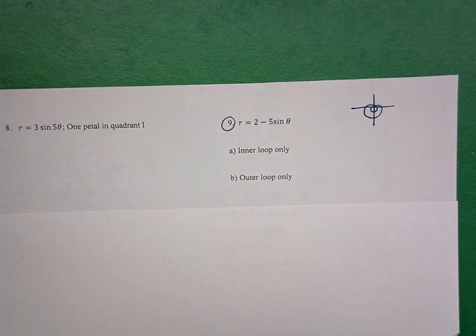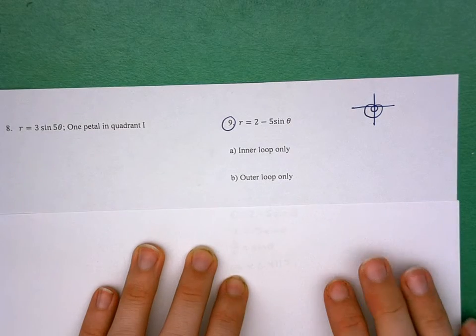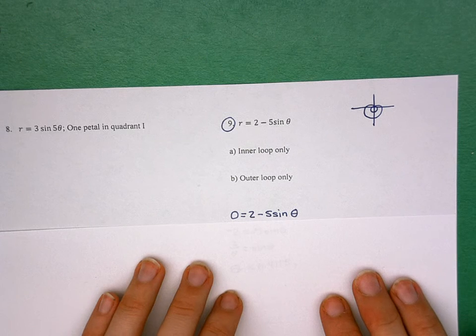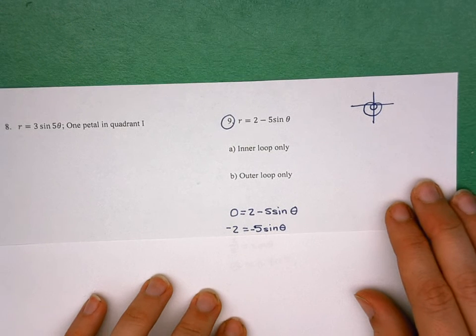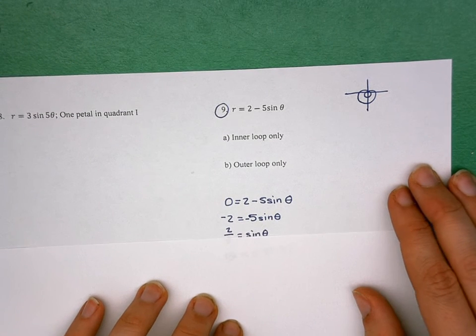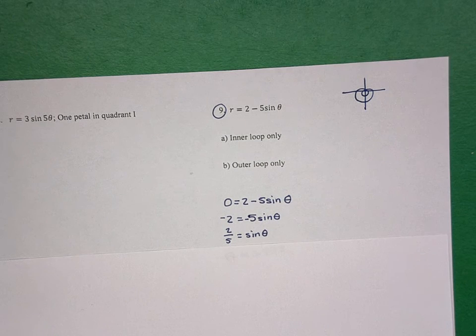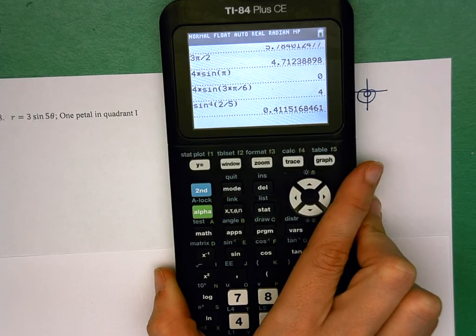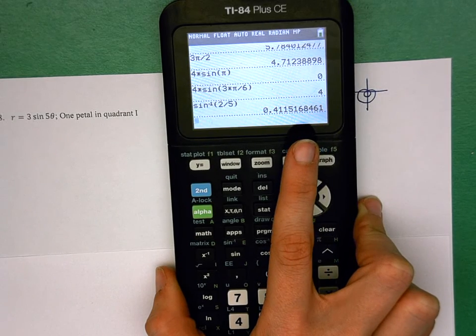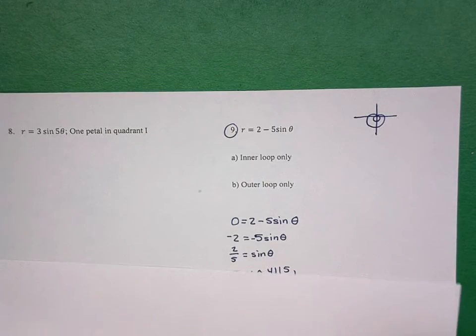Same thing. Let's set our equation equal to 0, because that's where we'd be touching our pole. Then I can solve, subtracting the 2 to the other side: negative 2 equals negative 5 sine theta. Dividing by negative 5, we get 2/5 equals sine theta. That would be an angle measure you would not be expected to have memorized, so you take your calculator and do the inverse sine of both sides. Inverse sine of 2/5 is about 0.4115, and so we'd put that down.